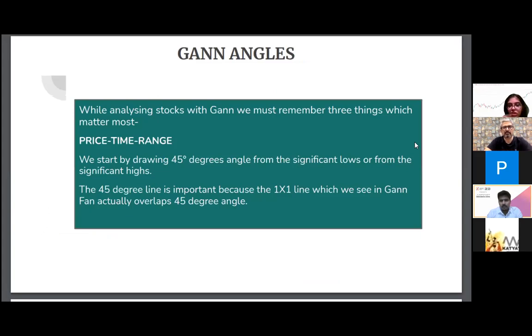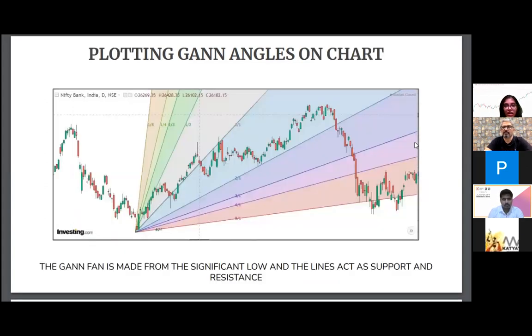There is another tool as per Gann, which is Gann angles. Now, Gann angles is another tool that we can use to find support and resistance. We start this by drawing a 45-degree angle from the significant lows or from significant highs. As I have shown here with the Gann fan, in this image, the Gann fan is made by drawing a 45-degree angle from the significant low. Note how the 2 by 1 level is acting as a support here.